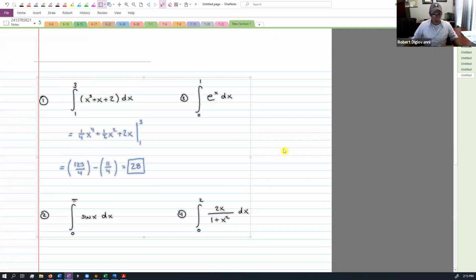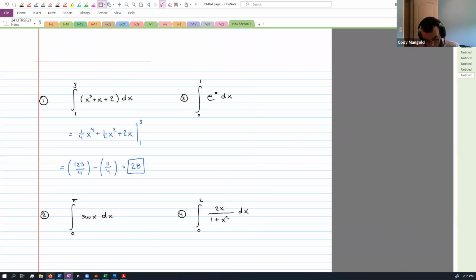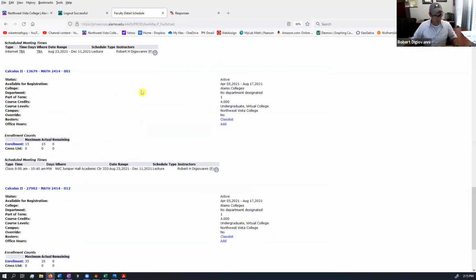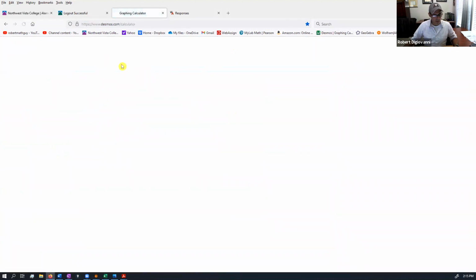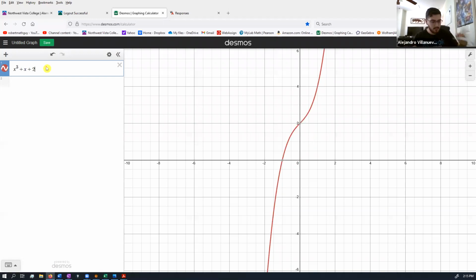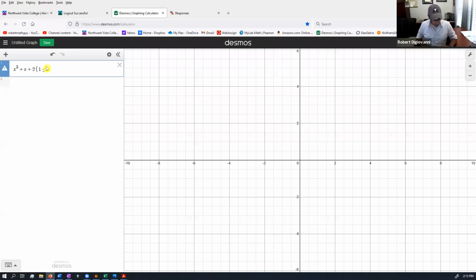I'll go for the second one if you want. Yeah, hold on. What I'm gonna do is graph x cubed plus x plus 2, and I'm gonna graph that between 1 and 3.